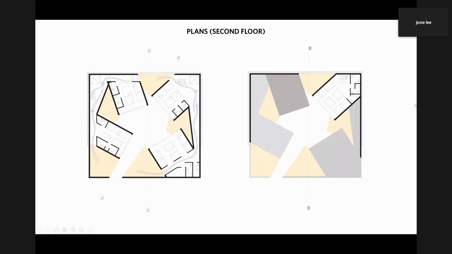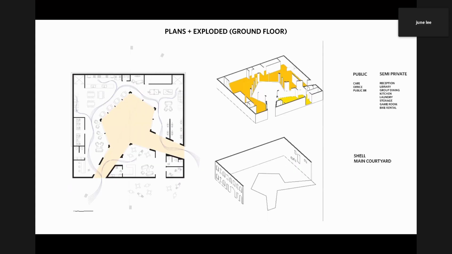On the second floor of my hostel, I put in all the private functions, and allowed the circulation to act around the pre-existing shell. I thought that this would create a more dynamic circulation, and it would create interaction between the activities of the hostel on the ground floor as well as on the second floor.